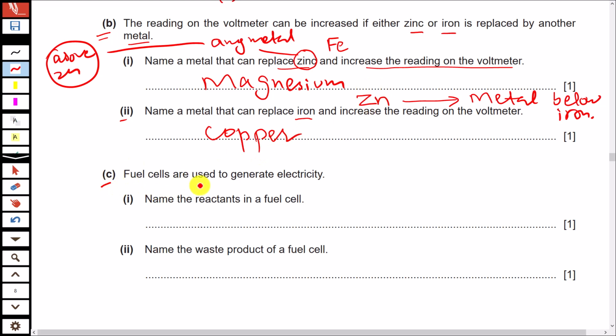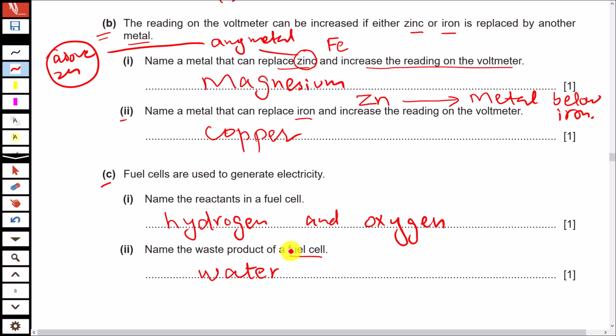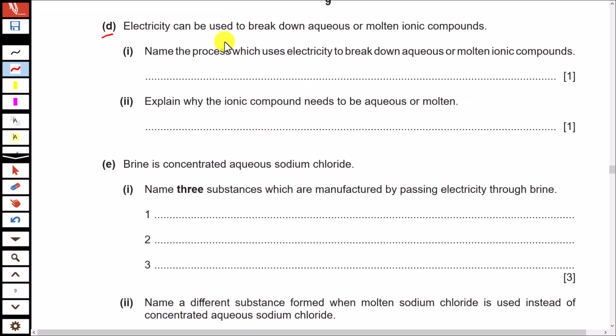Next part, fuel cells are used to generate electricity. Name the reactants in a fuel cell. In a fuel cell, hydrogen and oxygen are reacted together to produce water and electricity. So reactants are hydrogen and oxygen. These are the reactants. Name the waste product of the fuel cell. The waste product of fuel cell is water, because the major product of fuel cell is electricity and we get water as a byproduct.